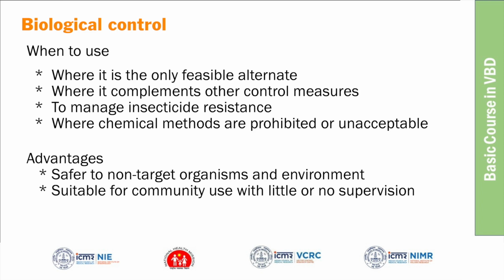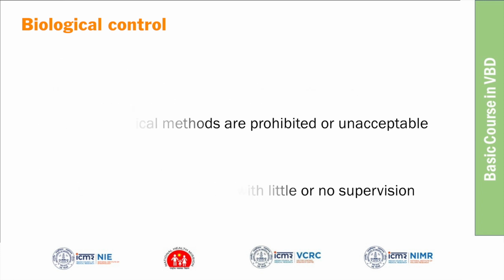So biological control, where to use? Where it is the only feasible alternative, where it complements. It cannot be a sole method. It complements the other control measures to manage insecticide resistance, and where chemical methods are prohibited or unaccepted. In such conditions only you can use it. We have a lot of advantages. It is safer to non-target organisms and the environment because you are not using any insecticide. You can involve the community, suitable for community use with little or no supervision.